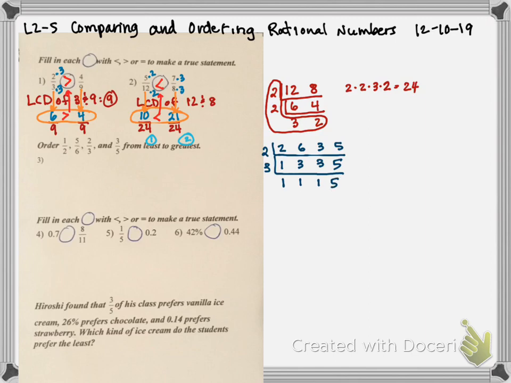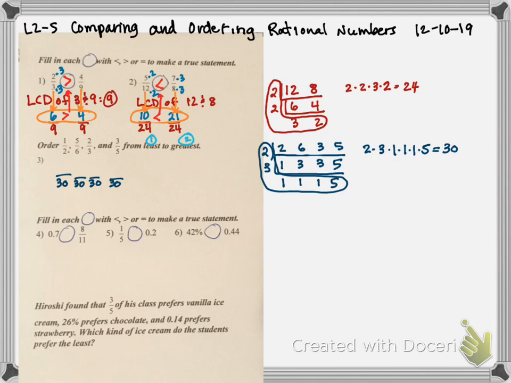go into 5. So again, we're going to grab all those outside numbers, those outside factors, and we're going to multiply them together. So 2 times 3 is 6, times 1 is 6, times 1 is 6, times 1 is 6. 6 times 5 is 30. So that's going to be my common denominator. So I'm going to create new fractions with 30 as the denominator. Okay.